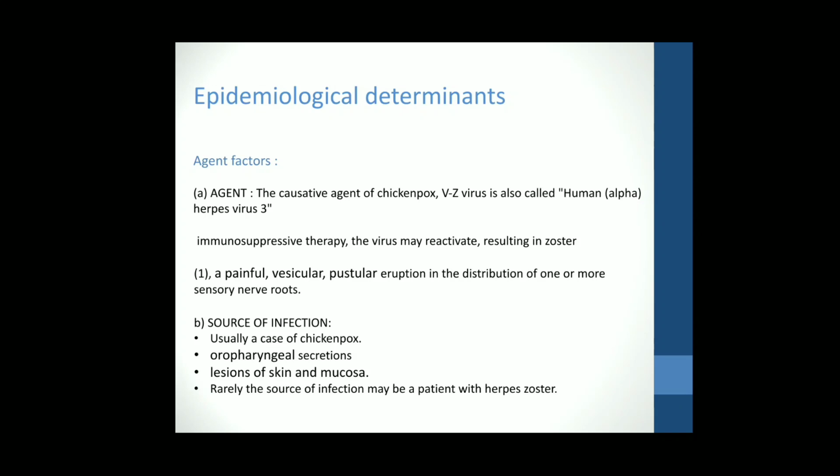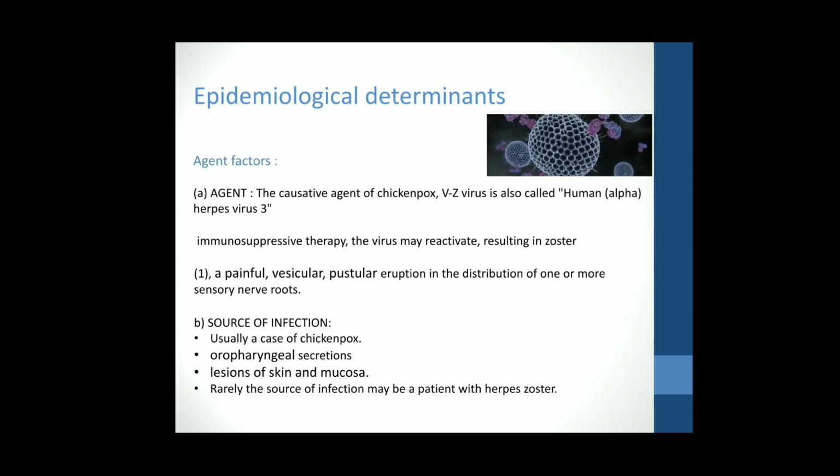Coming to the source of infection. What is the source of infection? Usually a case of chickenpox, meaning the person who has chickenpox, is the source of infection. Oropharyngeal secretions, that is, the secretions emitted by an infected person. Lesions of skin and mucosa: an infected person has lesions on the skin, and secretions from the skin and mucosa can result in chickenpox. Rarely the source of infection may be a patient with herpes zoster. There is another condition called herpes zoster, and people with it might transmit the disease as chickenpox to a healthy person. This is the agent factor.